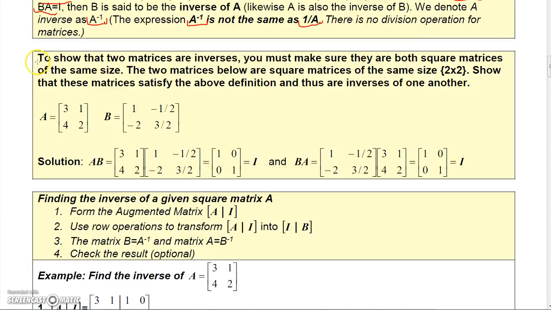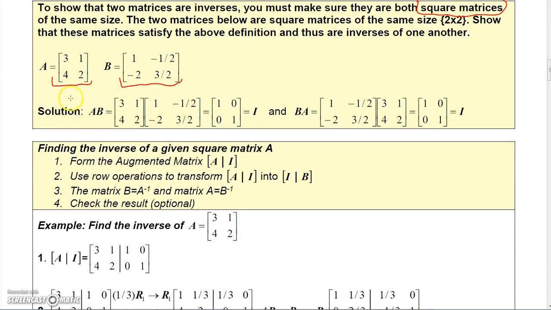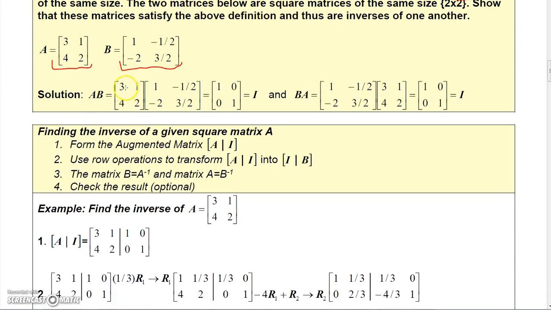Okay, to show that two matrices are inverses, it's pretty simple. First of all, they must both be square matrices, so the matrices can't have inverses if they're not square. And then if you want to prove that they're inverses, once you've identified that they're square matrices, just multiply them together. So here I have a 2 by 2 square matrix, and here I have a 2 by 2 square matrix. And not only do they have to be square, they have to be the same size to be inverses. So now let's multiply these together and see if we get the identity matrix.